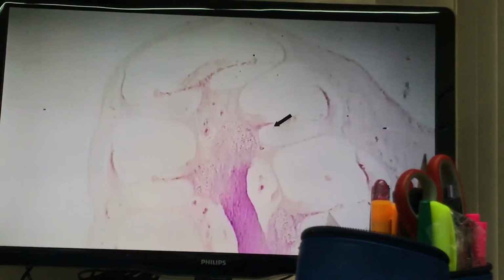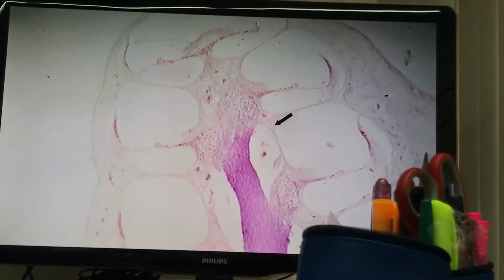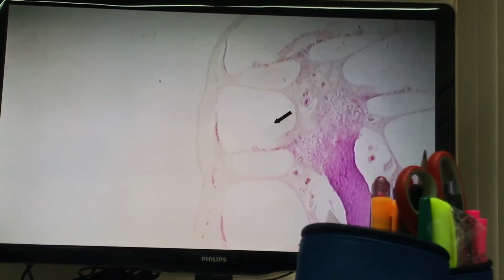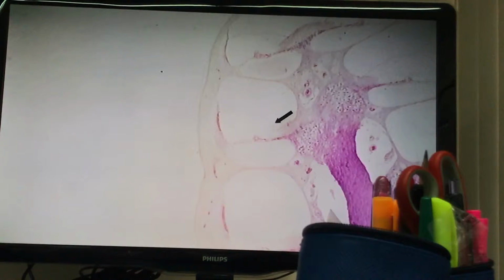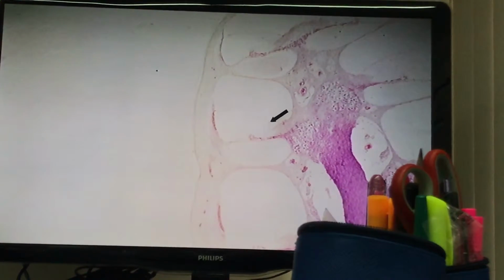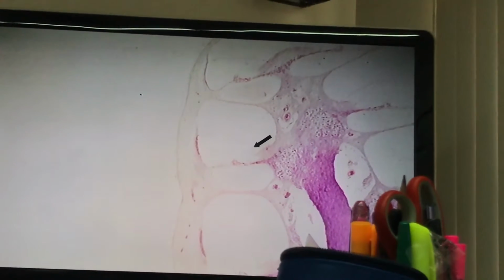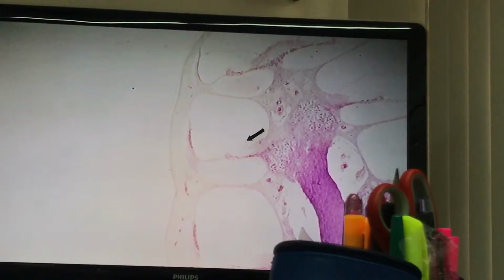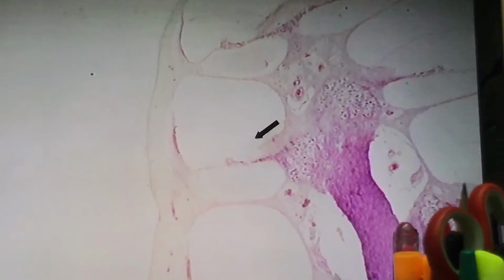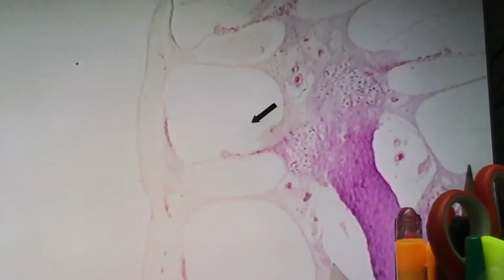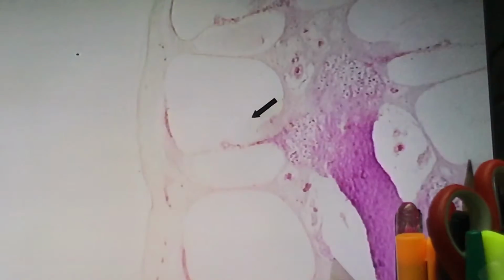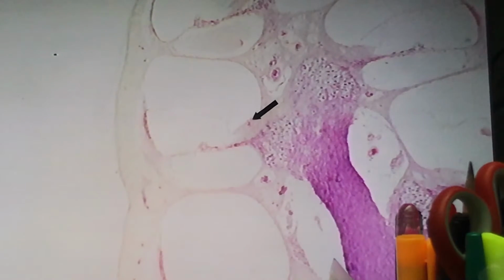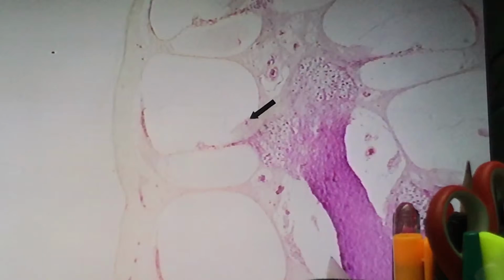So, let's find something we can appreciate. That one, yes. So that is your tectorial membrane. You can appreciate it better when the light is dimmed. I don't know if you can appreciate it there at the back. Okay. So that is your tectorial membrane, and the cells that secrete your tectorial membrane are your interdental cells.